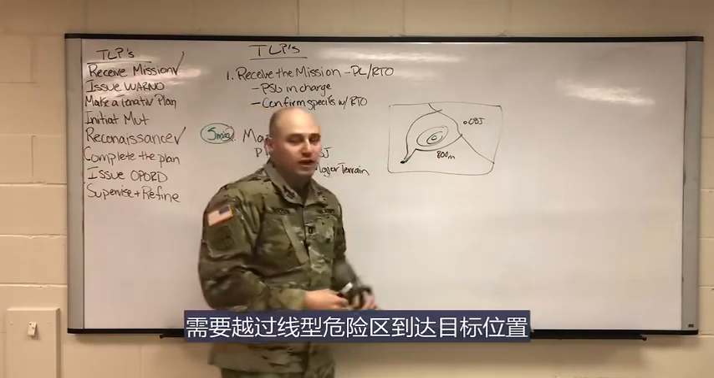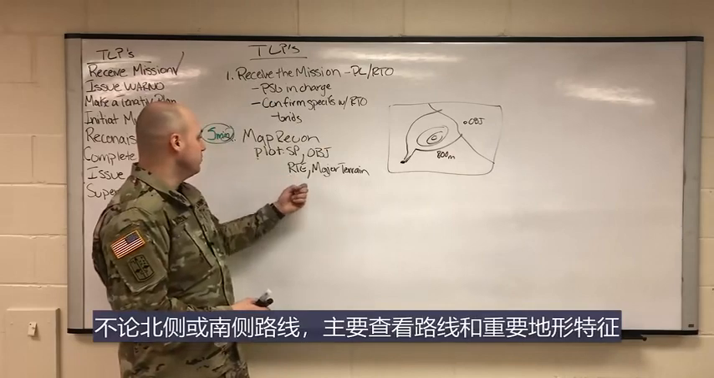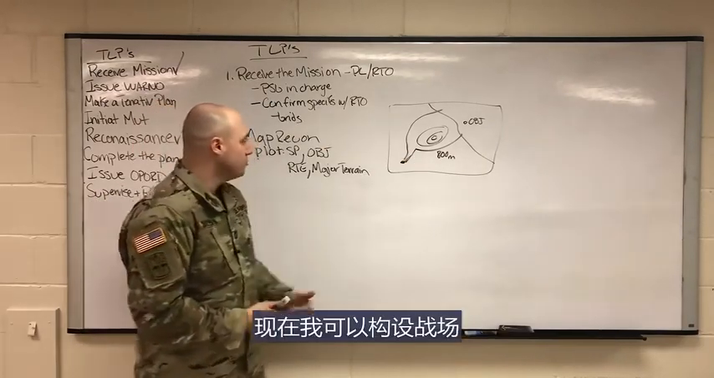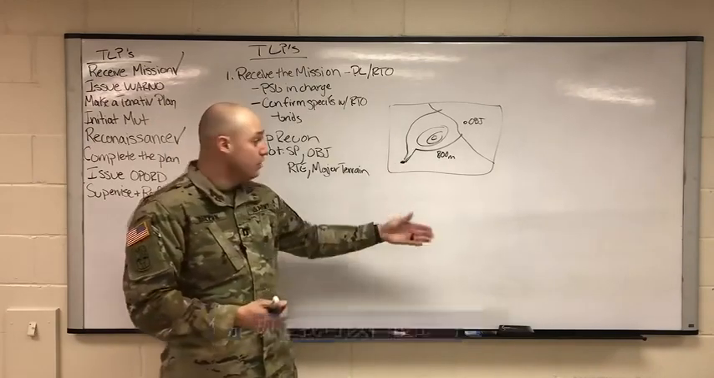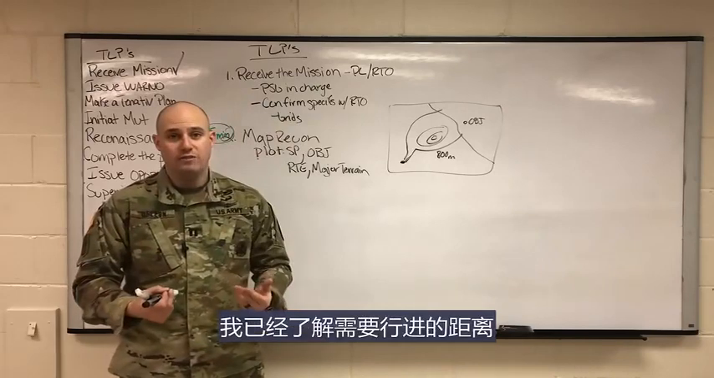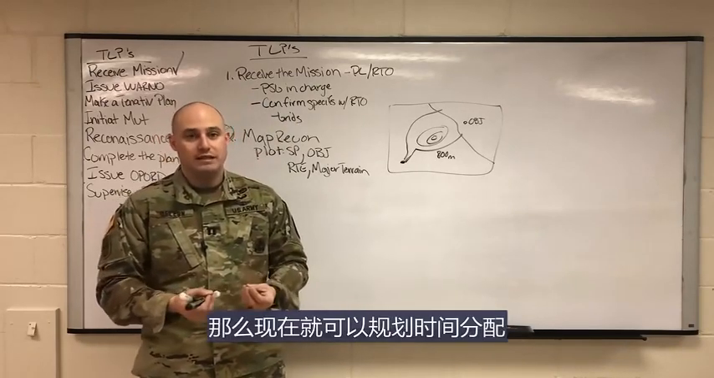I'm going to cross an LDA for sure on the way to this objective. All right, hey, I looked at some routes and some major terrain features on the way, either going north or south. Also, I can visualize on the battlefield now where my SP location is and my objective location is, and I have a general idea of how far I have to move. So I can kind of work into planning my timeline now.